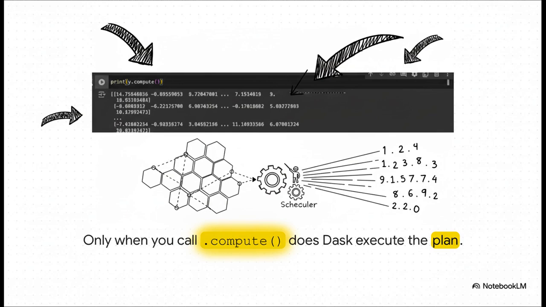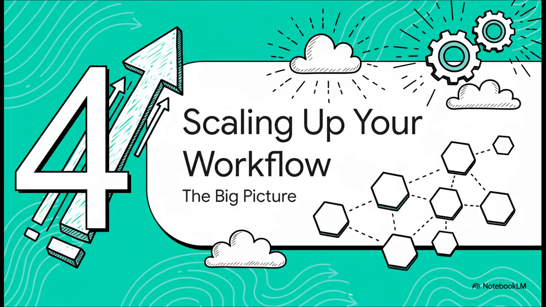So when does the work actually happen? Right here. It's only when we explicitly call .compute that Dask hands that blueprint over to the scheduler, which executes the plan and finally returns the actual numbers. That, right there, is lazy evaluation in action. So we've seen how it works on a single operation. But what does this all mean for the big picture of your entire data workflow? How does this actually help you scale?